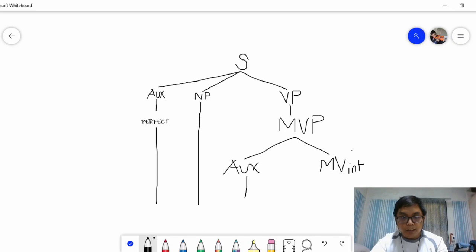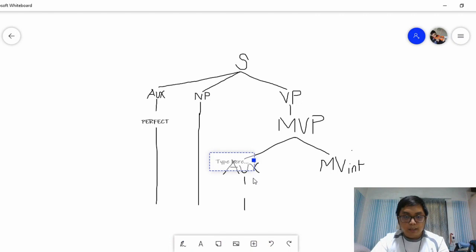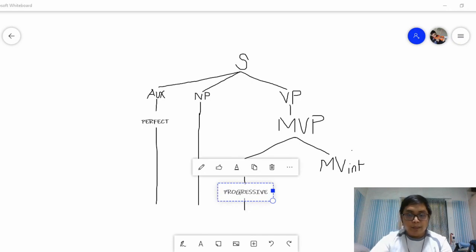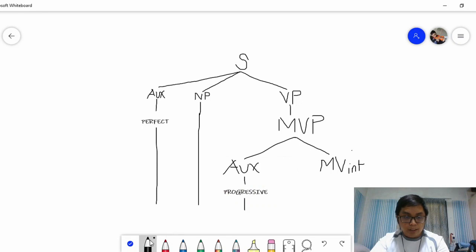Oops, I almost forgot. Again, we need to put the progressive part there, which is again here. Let's type progressive because again, has been working out. Okay, progressive. And then let's just make a straight line going down.